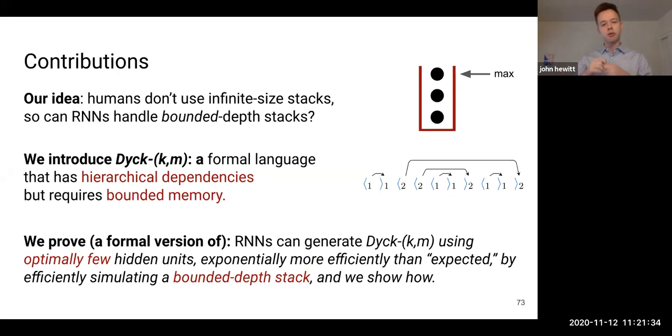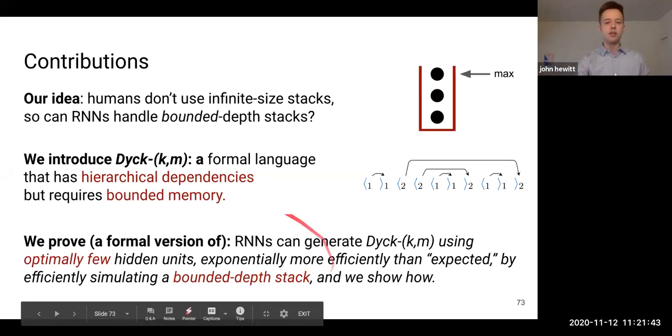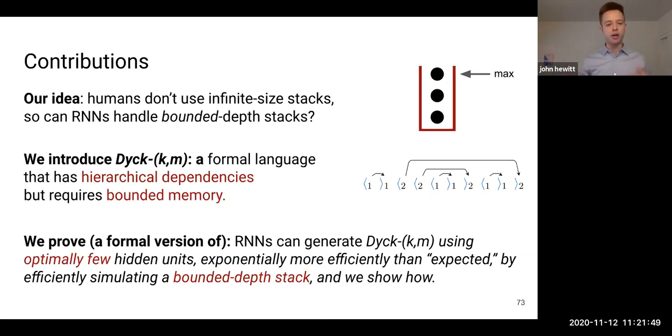If you measure the number of hidden units, the dimensionality of your hidden state, that you would need to generate or to process these languages that we've come up with, and we'll get into that further, you actually need what you can prove to be asymptotically optimally few hidden units. So you're optimally efficient at generating these languages, and RNNs can do so by exactly simulating a bounded depth stack within their hidden state. And we show exactly how that's possible too. So we provide constructive proofs.